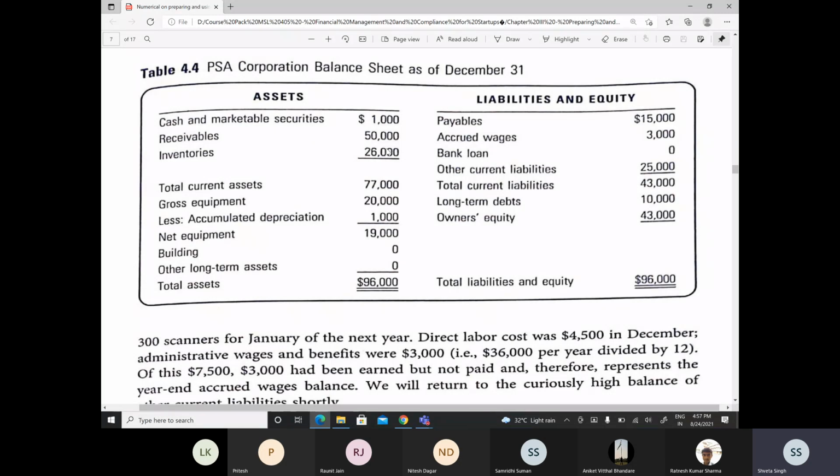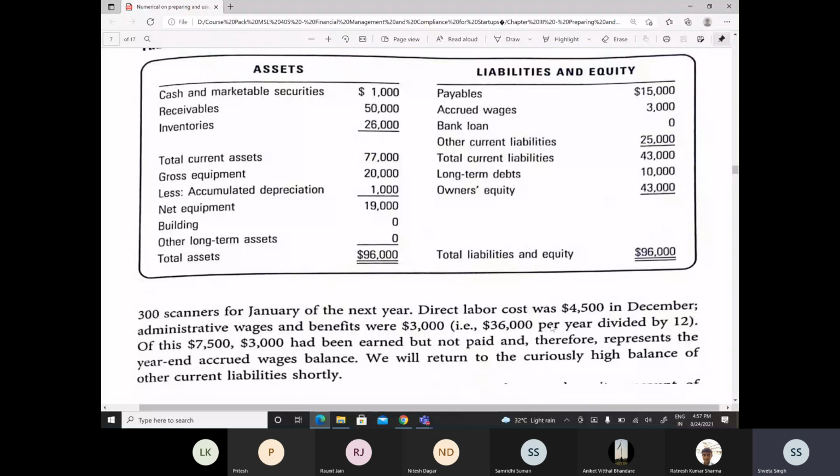On the asset side, we have cash and marketable security of 1,000. We have receivables of 50,000. We have inventory of 26,000, which gives a total current asset of $77,000. Then we have gross equipment of 20,000 less depreciation, which gives us a net equipment of 19,000. Again, we still don't have any building. We still don't have any other assets. So the total assets also are 96,000. So this is how the balance sheet would look after 6 months of operation for this startup. Any doubts, any questions, please ask.